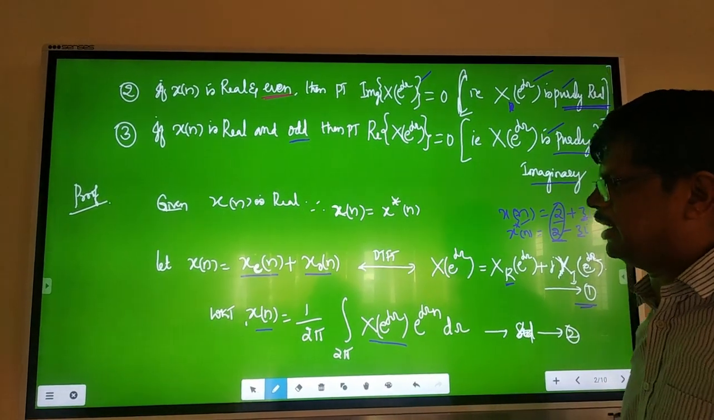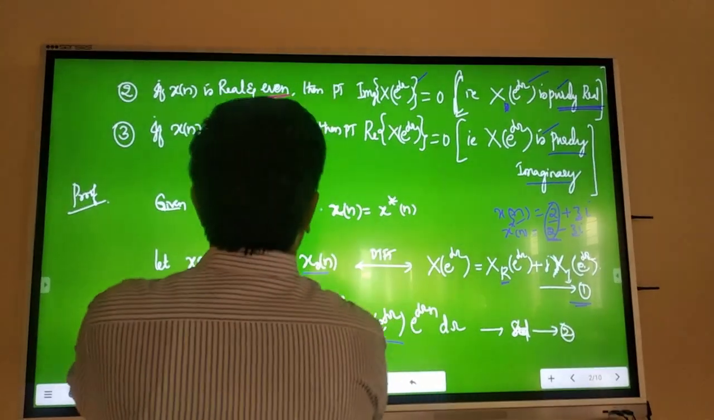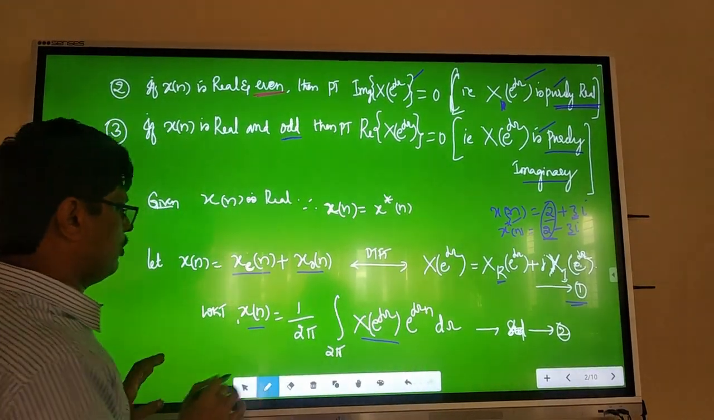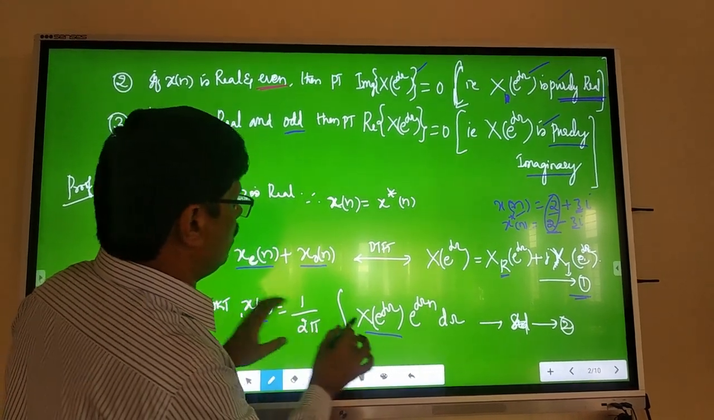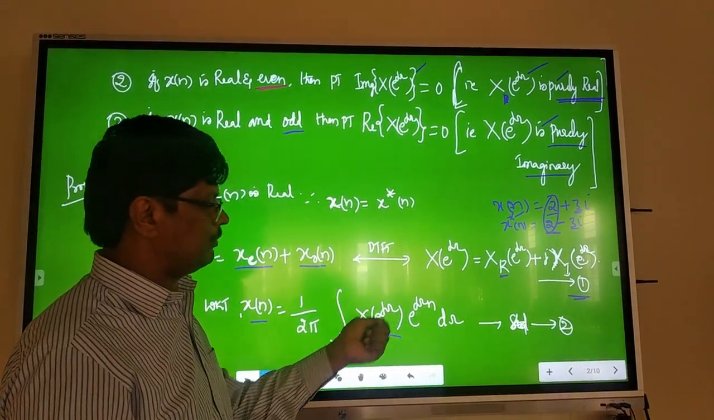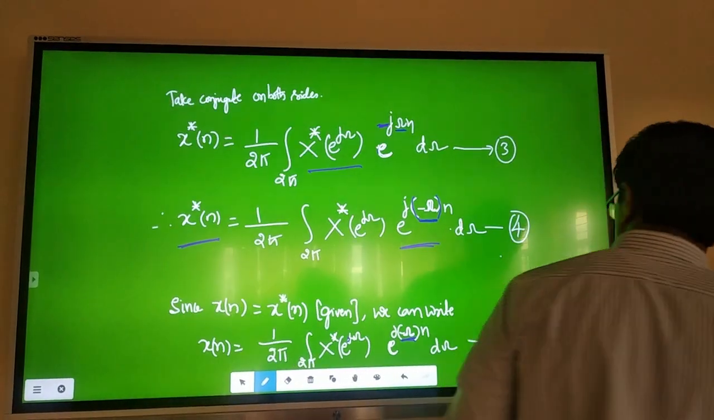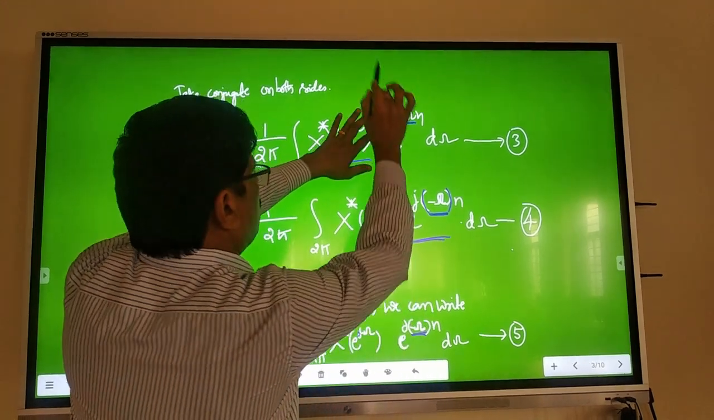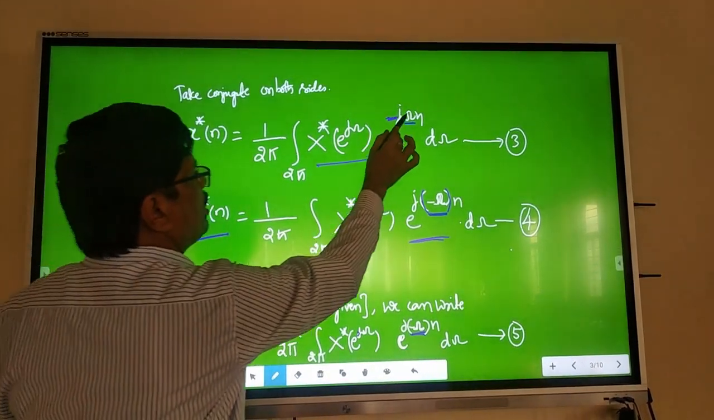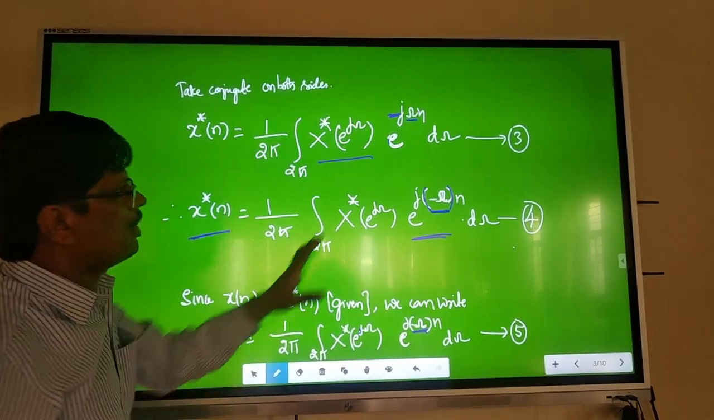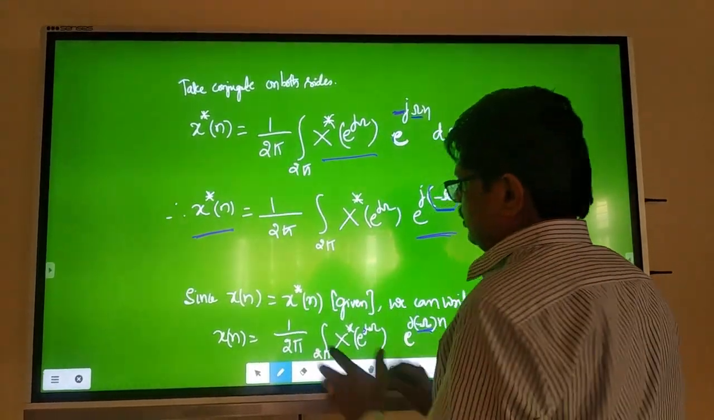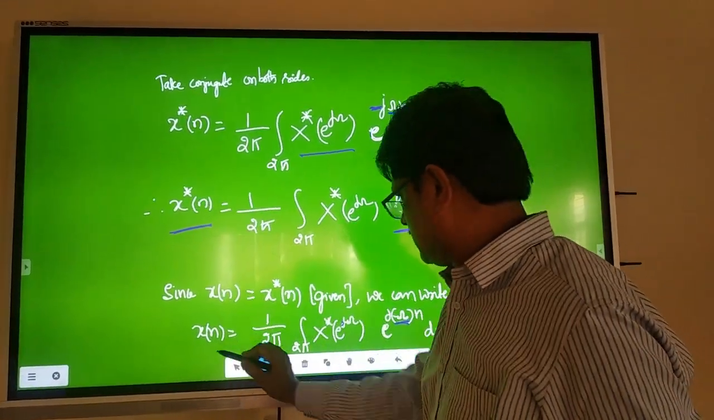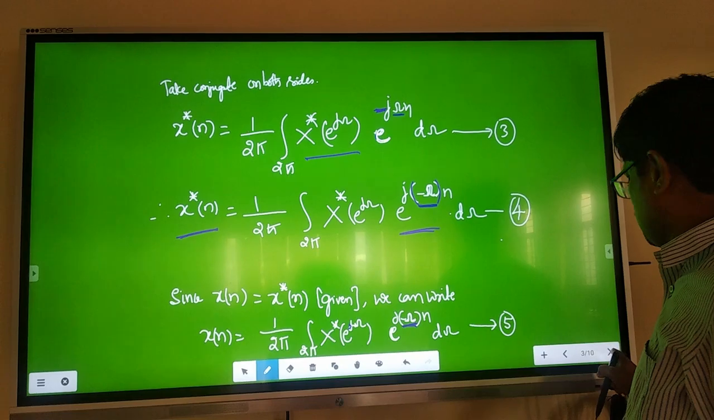x of n is real means x of n is equal to x star of n. First write x of n as the combination of even and odd parts. Call this equation number 1. Write the original equation of x of n with respect to the frequency domain, X of e power j omega; call this equation number 2. Then take the conjugate on both sides, and you will get X star of this, where e power plus j becomes minus j. Write this minus j omega n as minus omega inside. Call this equation 3, 4. Then apply the given x of n as x star of n. Then we can write x star of n as x of n, the same one, 5.